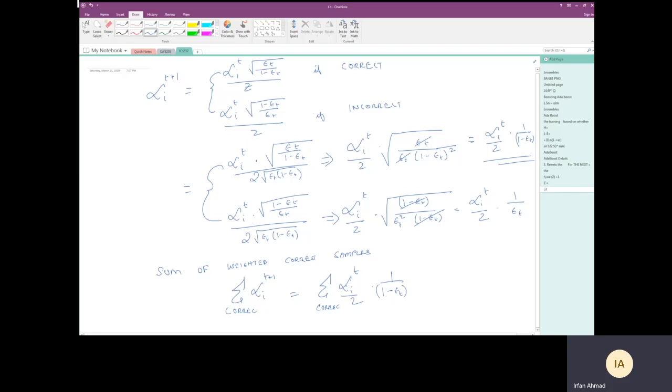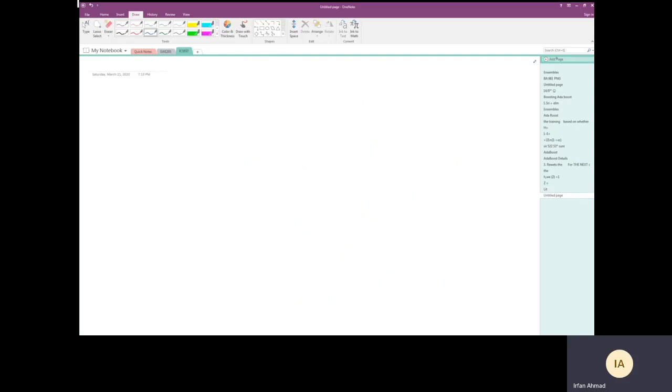And now if you see, what is the summation of all the weighted correct samples? Which is nothing but 1 minus error rate. So what do you get? You get 1 minus error rate over 2 times 1 over 1 minus error rate, which is nothing but half. So what do we understand? We understand that the normalized weighted correct samples sum to half, which is also true for the negative ones.